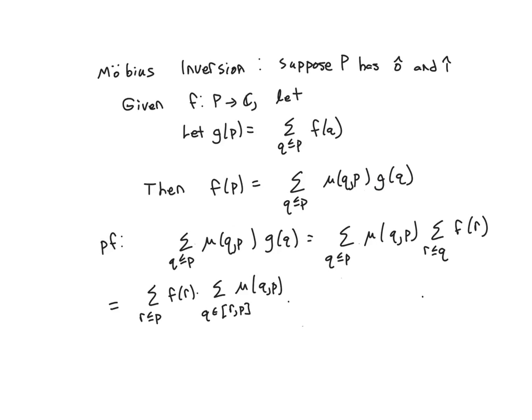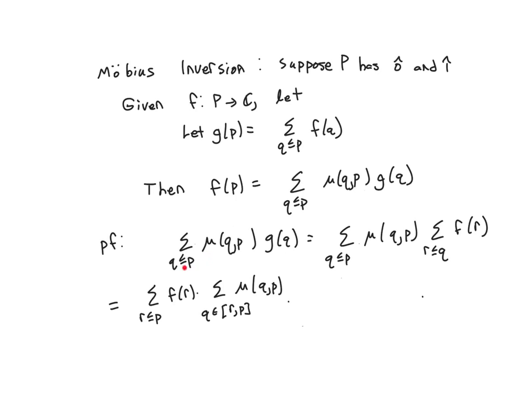Granted, I admit it's not clear why you would do such a thing, but this is similar to the principle of inclusion-exclusion, where you had sums over subsets. And the point is sometimes you're solving a counting problem where you want to know about some function, and you define g of p this way, and it turns out that you have a nice formula for g of p, then this Mobius inversion formula gives you a nice formula for f of p.